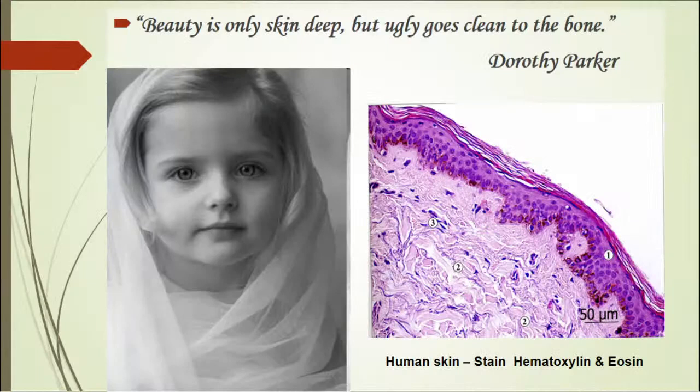The famous American writer Dorothy Parker wrote many years ago that beauty is only skin deep, but ugly goes clean to the bone. This is a very interesting phrase to reflect on through the structure of connective tissue. As connective tissue of skin, we see here the dermis and the epidermis, like epithelial tissue. This is the dermis.